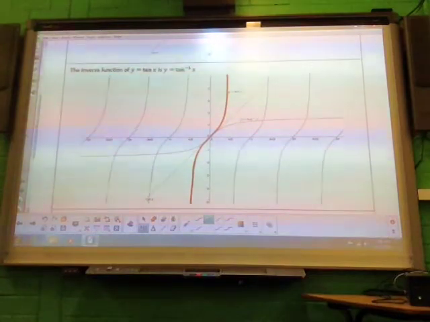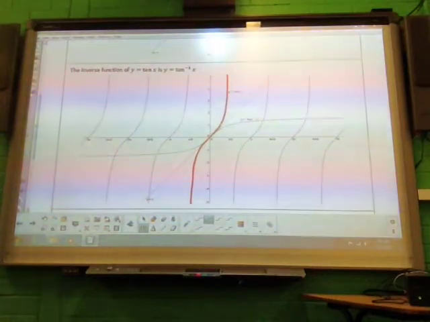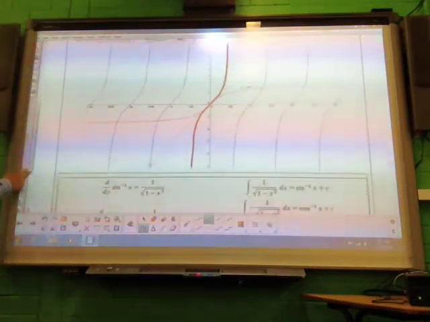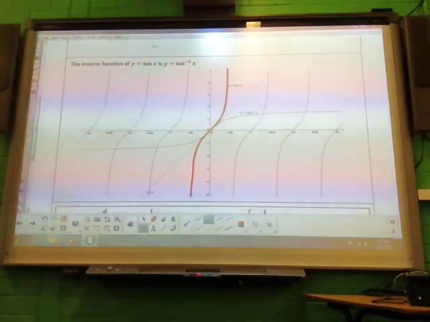There is a topic of it in later extension 1, and you'll look at that towards the end of the course, from memory. Okay, so is there any questions about the understanding of inverse functions?